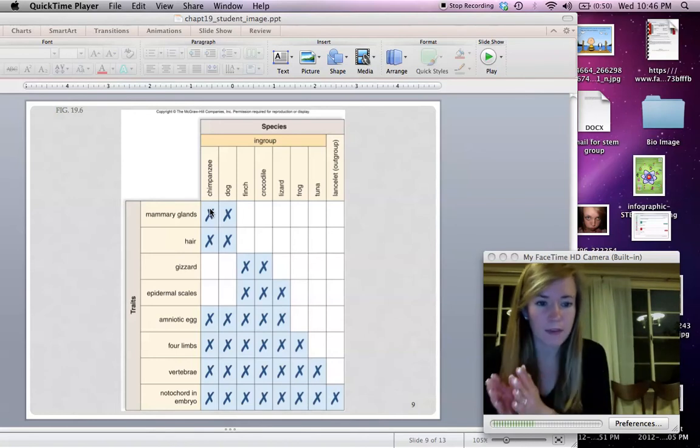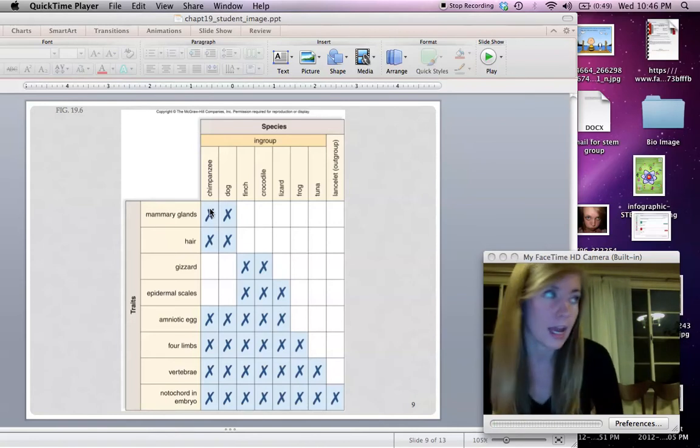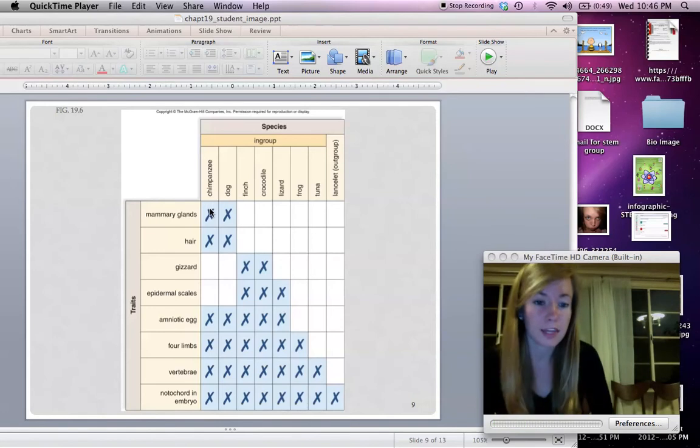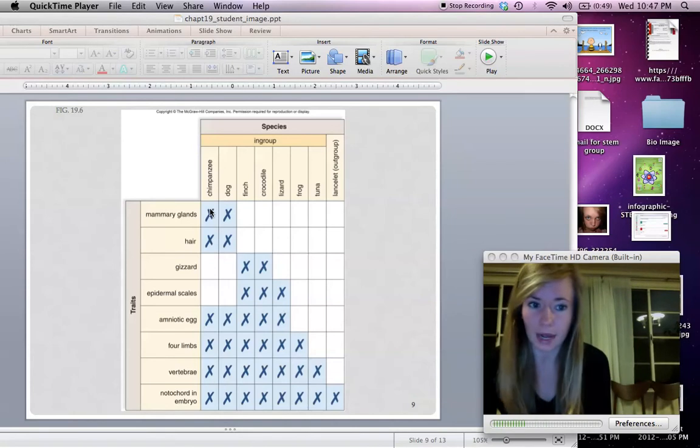Because it doesn't make very much sense that we all went down the same evolutionary pathway, and then afterwards the chimp and the dog lost the gizzard and the epidermal scales. And that easily could have been the case. They could have evolved them and then secondarily lost them, but it doesn't make the most sense. And we know that that's not what happened.